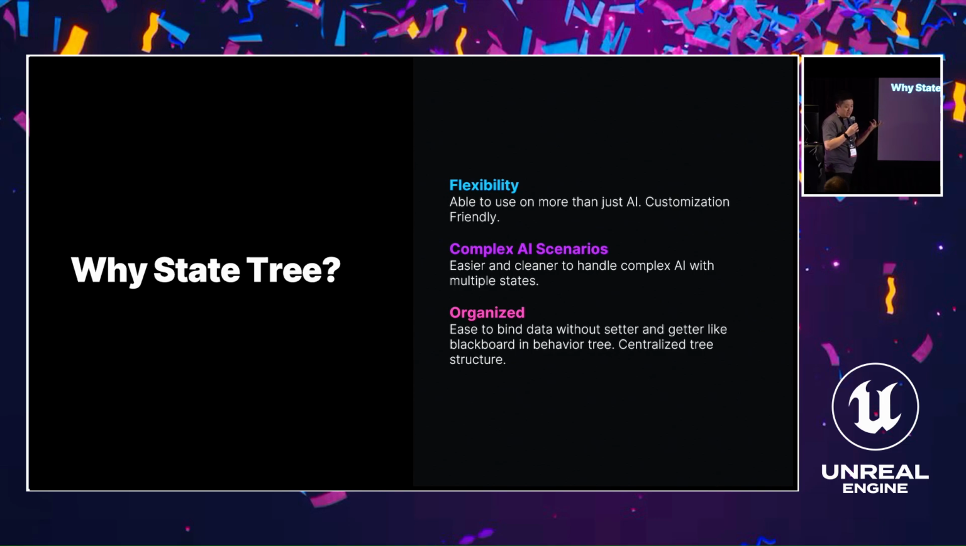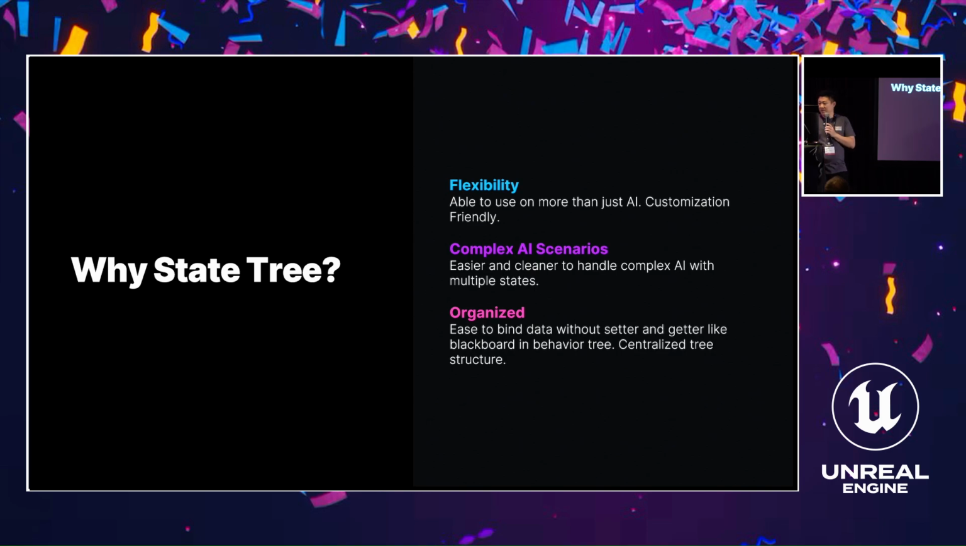And the third one is that the binding data allows you to be very organized. So it allows data binding, which is a lot like how widget blueprint binds the data, but later on he will show you. So it's easier to bind data without getter and setter. So the blackboard in behavior tree has all these arbitrary data types that you have to set as something, get as something. So state tree avoids all of those problems.